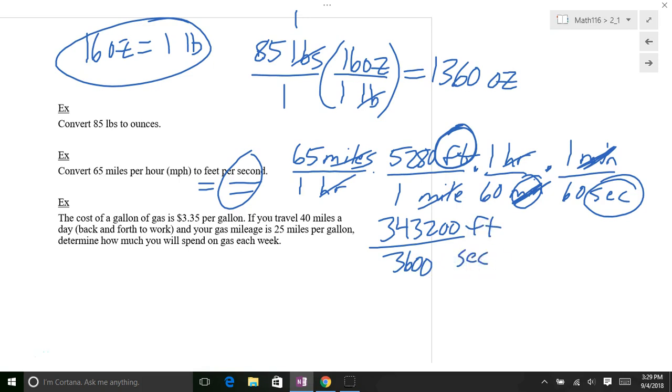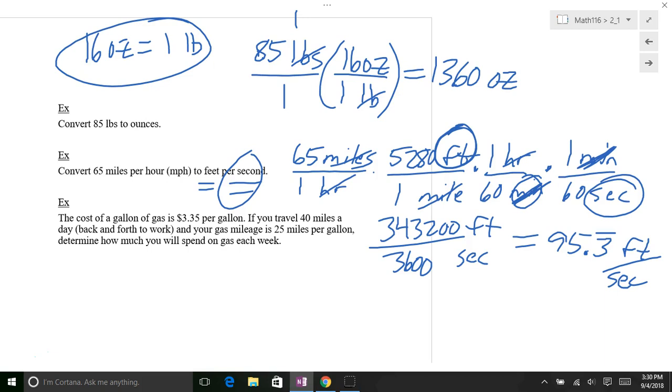And now we divide that, and we get 95.3 repeating, and this is feet per second. Okay? So that's how you go from miles per hour to feet per second.